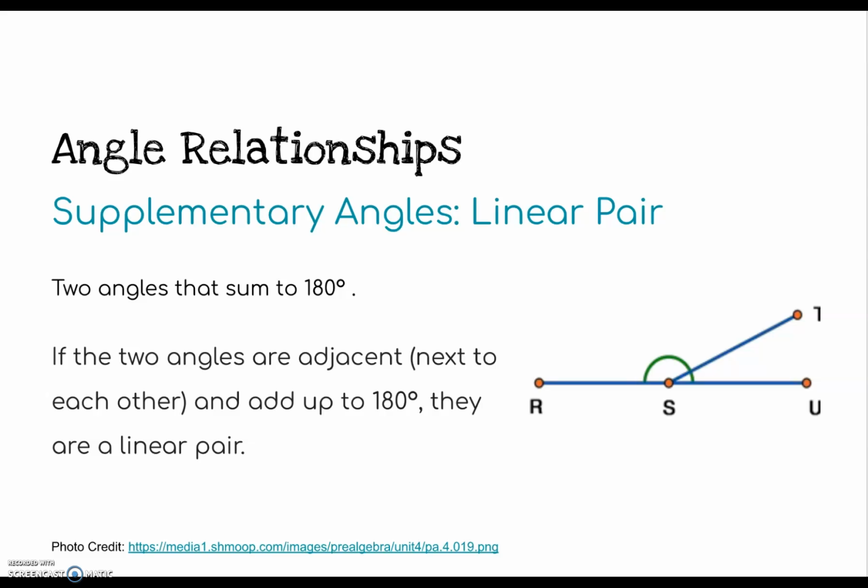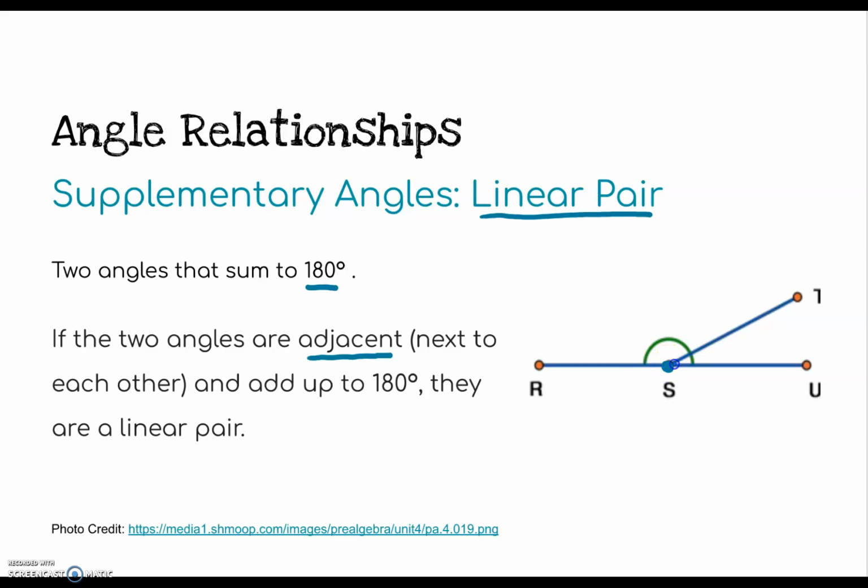Within the relationship of supplementary angles, we have another relationship called a linear pair. These two angles still sum to 180 degrees, but they are also adjacent angles, which means that they are next to each other and share a common vertex. In the diagram, we see that S is our vertex that the two angles share.